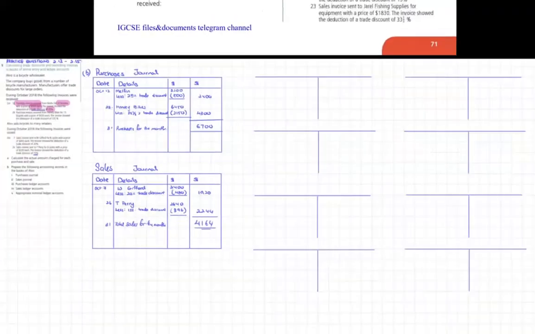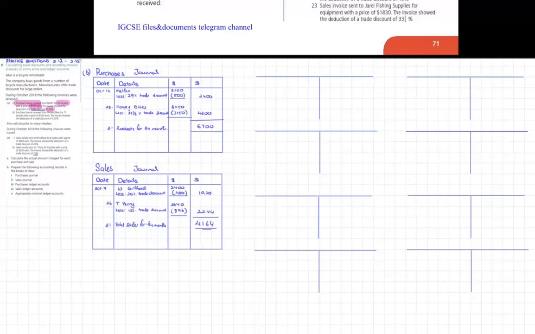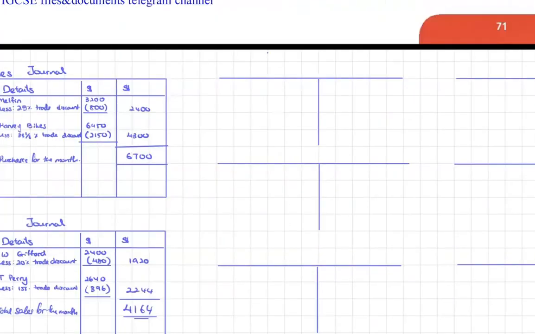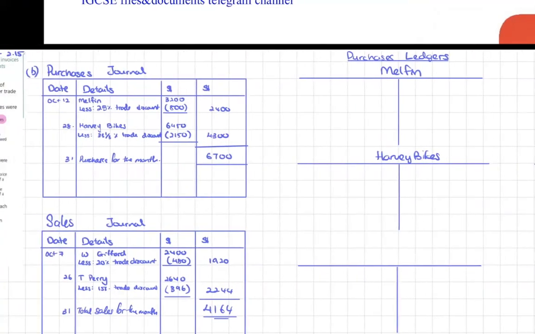Then we're going to go to our ledger. So we need to go into our purchases ledger. Remember, in our purchases ledger, only names can appear. Only names are allowed to appear in your purchases ledger. So we know the first one is Melvin, and the second one is RV Bikes. Okay, we're not going to do any form of double entry here. We're only going to report whatever they have bought.